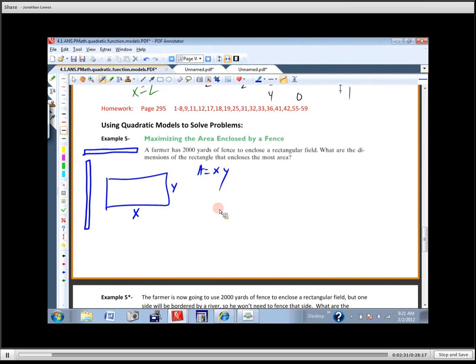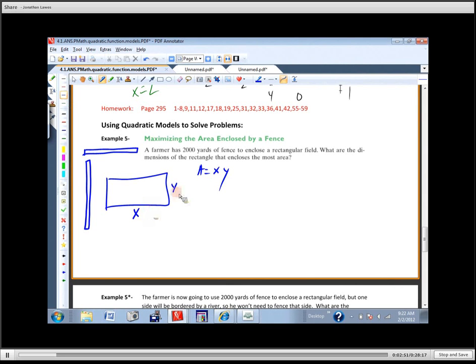What don't we like about that? We don't like the fact that there are two variables, but here's the problem. There's not a function that says y is this and x is this or something like that. So these are a little bit more difficult because we've got to come up with a relationship between x and y. So let's think about this for just a second.